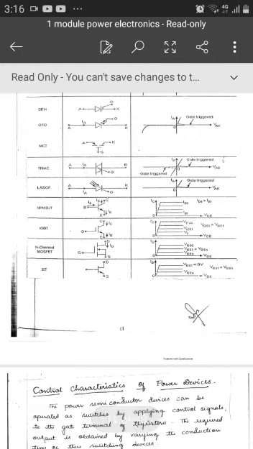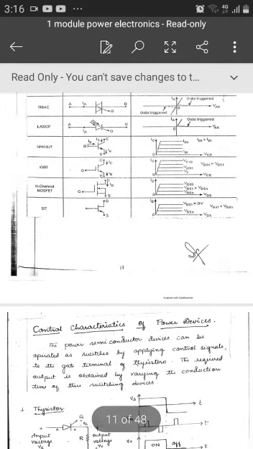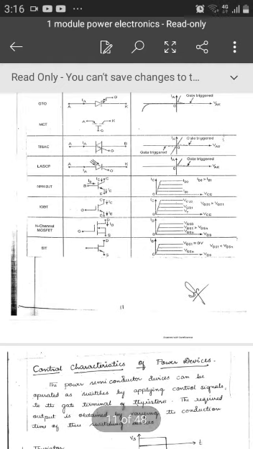The N channel MOSFET has three terminals, that is the source, gate and drain. The symbol has the three terminals, and the characteristic of power MOSFET is shown in the figure. This figure shows the VI characteristic of an N channel MOSFET.